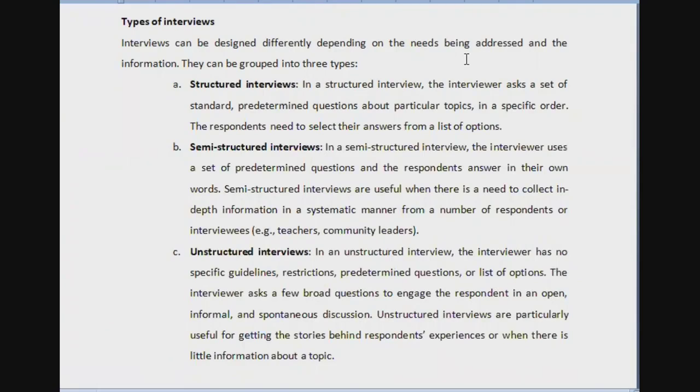So depending on what information I want to collect, I can go for different types of interviews. There are basically three types of interviews: first one is structured interview, semi-structured interview, and unstructured interview. What happens in structured interview? The interviewer asks a set of standard predetermined questions. This is important. Predetermined questions about a particular topic in a specific order. The respondent needs to select their answer from a list of options.